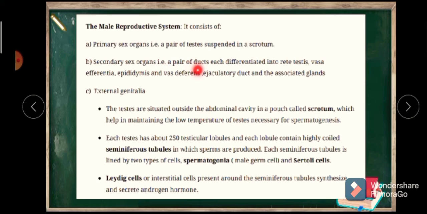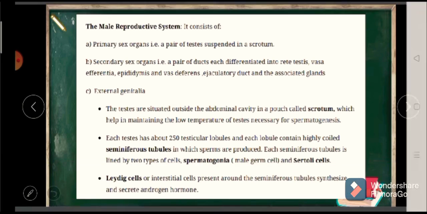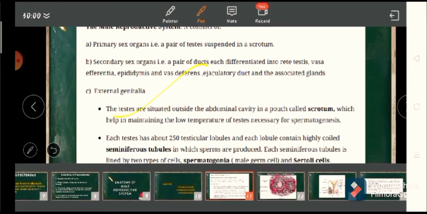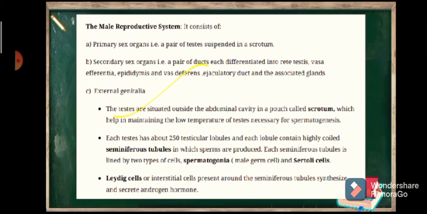Next comes the secondary sex organ. It is a pair of ducts, each differentiated into the rete testis, vasa efferentia, epididymis and vas deferens, ejaculatory duct and associated glands. So what is present in the secondary sex organs? A pair of ducts, that means two ducts are present. That is why it is called a pair of ducts. Is it clear?